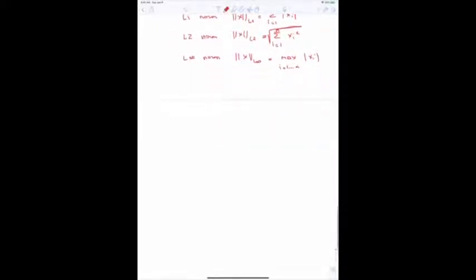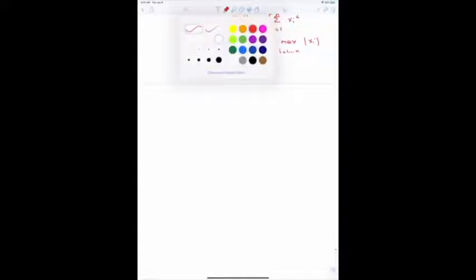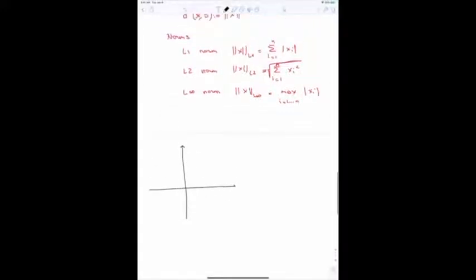This is important because these define different distances. So for example, if we look at a Cartesian plane and you want to represent all the points with distance 1 from the origin in the L1 norm, it's going to be something like this. So this is -1, this is +1, this is +1, this is -1. So these are all the points such that the norm L1 is equal to 1.